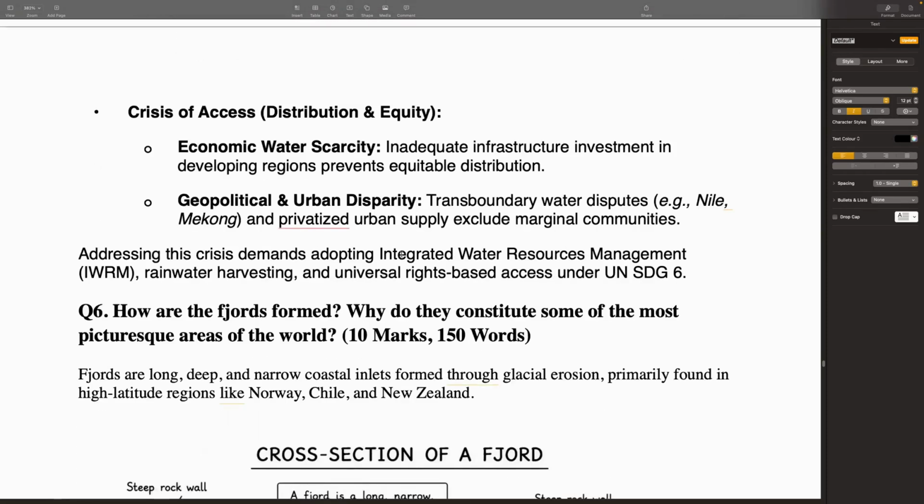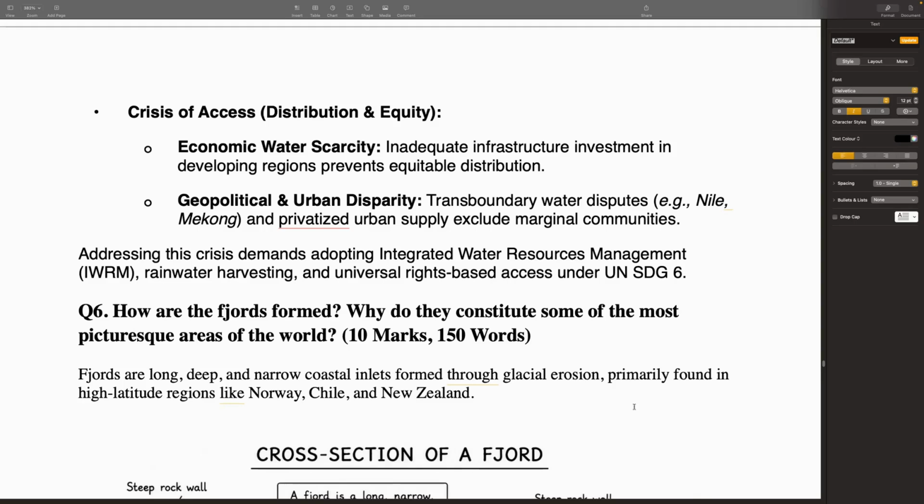Crisis of access, distribution and equity. Economic water scarcity: inadequate infrastructure investment in developing regions prevents equitable distribution. Geopolitical and urban disparity: transboundary water disputes, for example the Nile and Mekong, and privatized urban supply exclude marginal communities. Addressing this crisis demands adopting integrated water resources management, rainwater harvesting, and universal rights based access under Sustainable Development Goal 6.